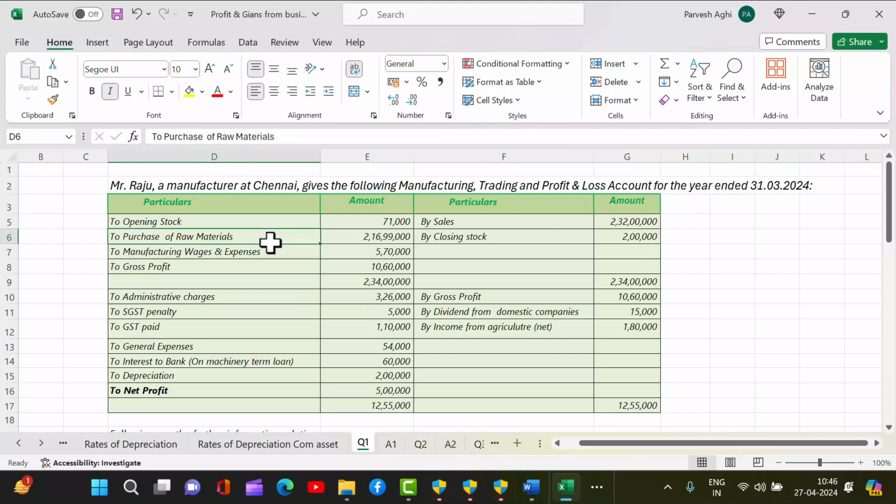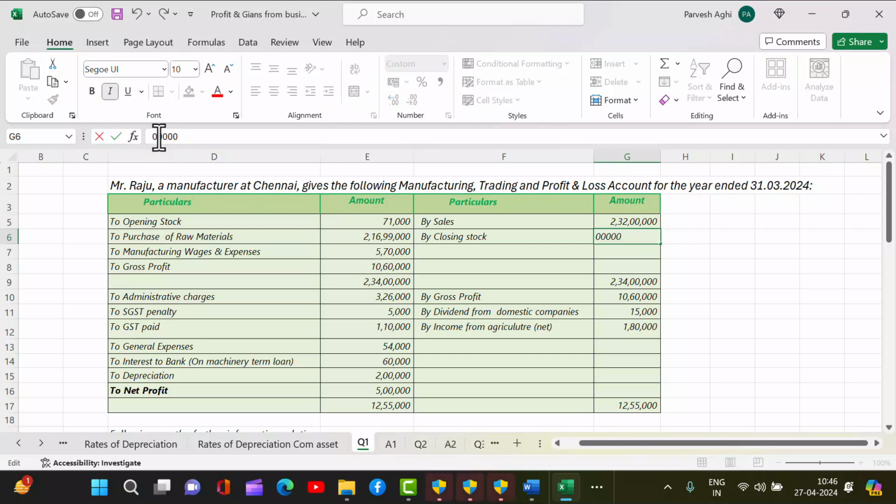I'm telling you this because the figures will be different in your exam. Suppose, for example, I make this figure a closing stock of, say, 4 lakhs. What will happen? The profit is going to go up. So profit has come to 7 lakhs. So it's all linked. In your exam also, I believe it will be linked, or if it's not linked, then you can just link it. It's very simple.